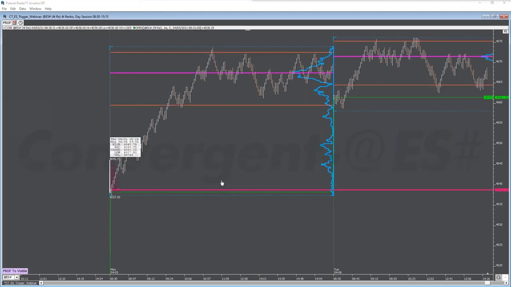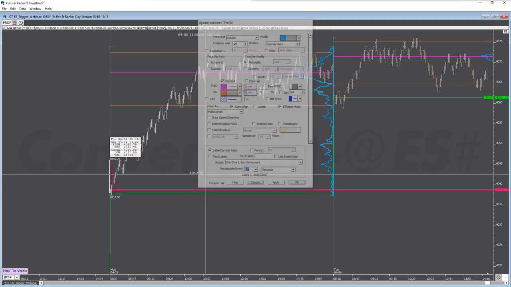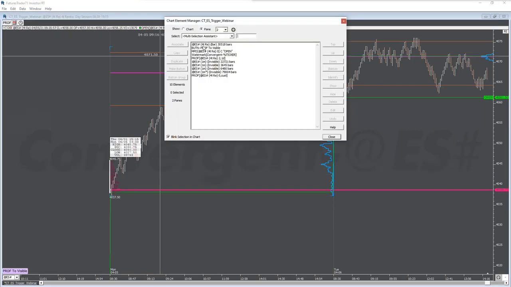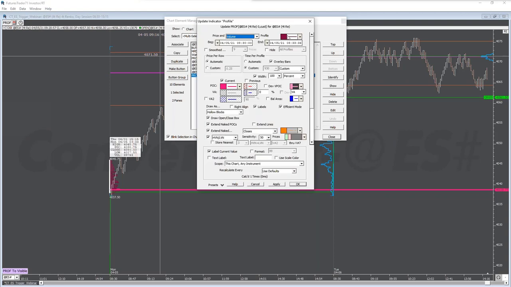Let's make this a little bit better. This profile I just drew, custom profile. Where are you, buddy? Here you go. So the custom profile, let's just make it yellow for clarity. Let's make it a hologram. Okay, don't need all these things.